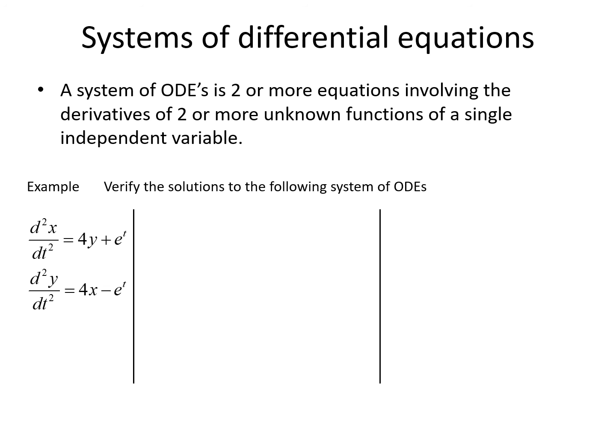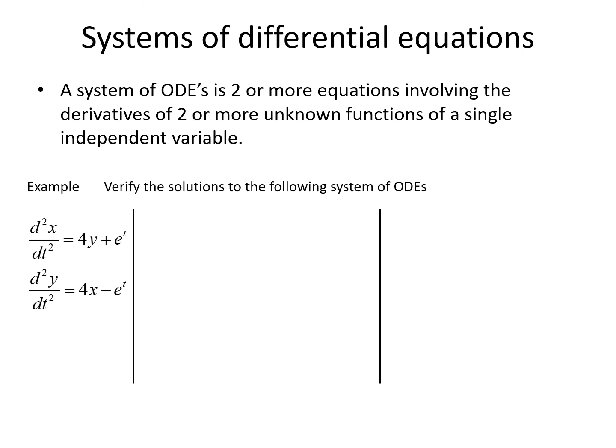The second derivative of x with respect to t equals 4y plus e to the t, and the second derivative of y with respect to t equals 4x minus e to the t. All right, so this is a system of equations because it's two differential equations that are paired together, and oftentimes when you see this, they're going to be dependent on each other. So our first equation has x and y in it, and the second equation has x and y in it as well.